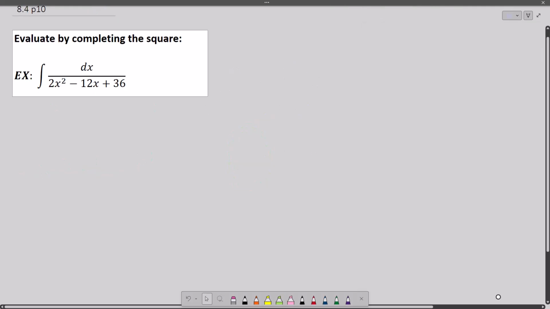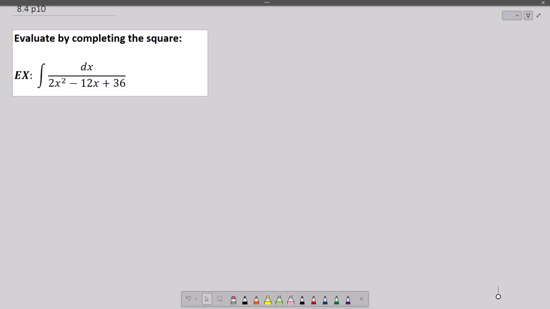Okay. You all try this one, completing the square. Factor out that 2 in the denominator first. You can't complete the square without a 1 as the coefficient of x squared. So to complete the square, you have to have a leading coefficient of 1.